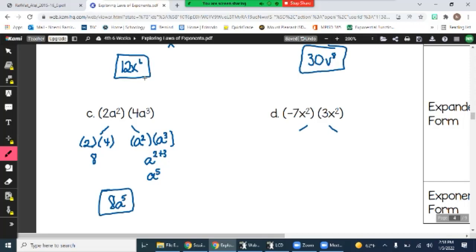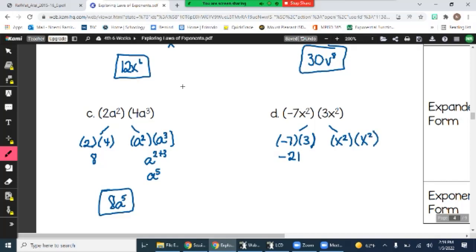Last one. What's in the first group? -7 and 3. What is -7 times 3? Do I add those? No. Why not? Because it's a coefficient. Laws of exponents apply to exponents only. The adding applies to exponents only.